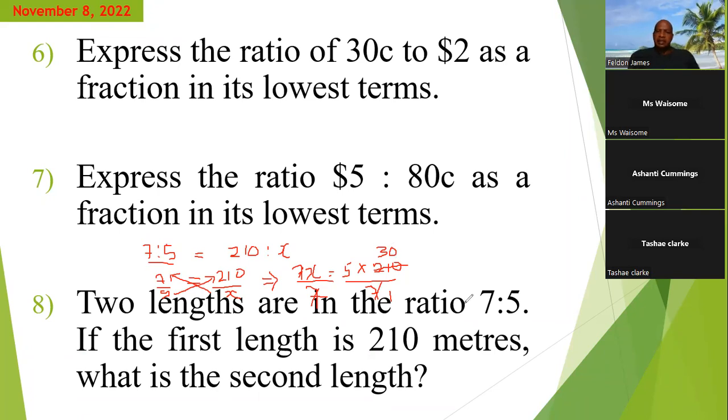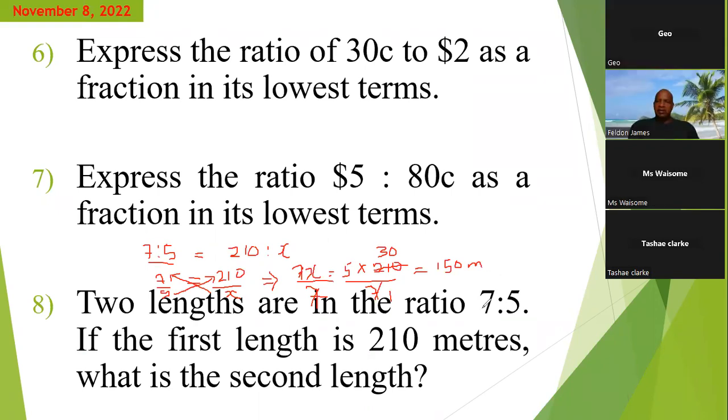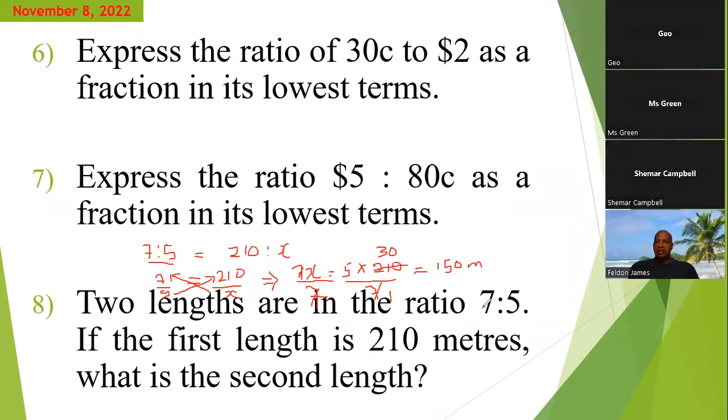All right. Yes, sir. And then 5 times 30 would give you 150. So the second length would have been 150 meters. All right, so everybody, are you clear with that? Let me see your hands. Raise your hand if you're following so far and you're understanding how to calculate this.